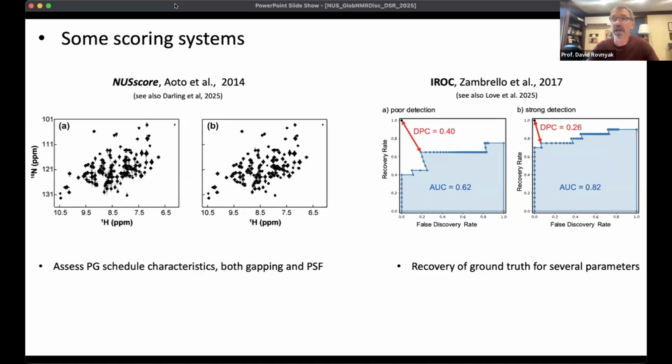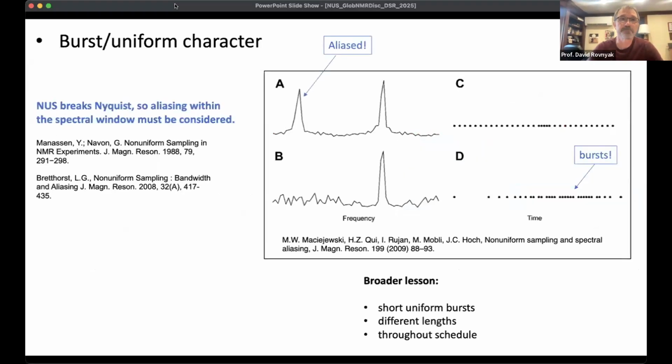Currently, they're used more behind the scenes in the development of schedules. But I think these are showing good promise for scoring, and I think we should continue to work on scoring systems for NUS. One of the things I want to pay special attention to is a well-known problem in NUS, which is that it breaks Nyquist. So aliasing within the spectral window is something that has to be considered.